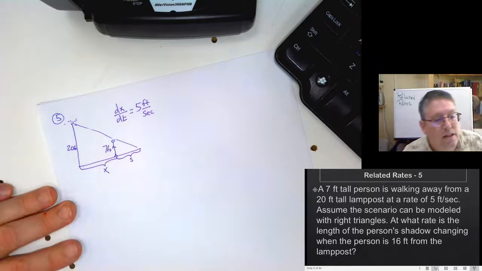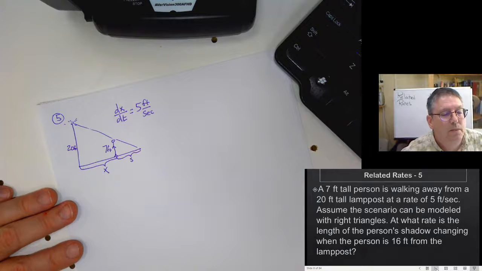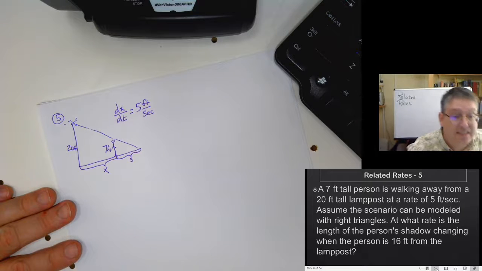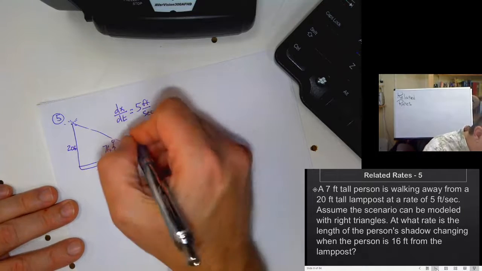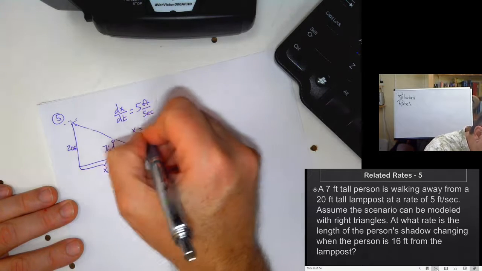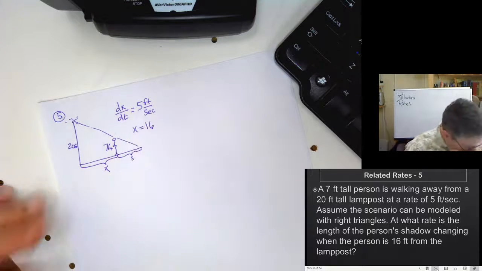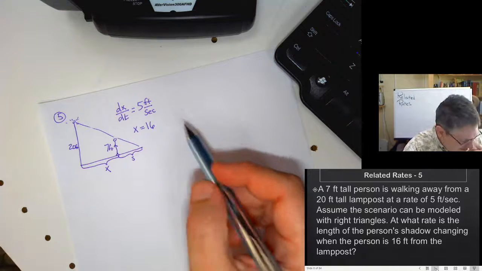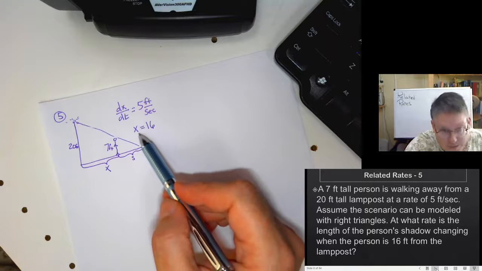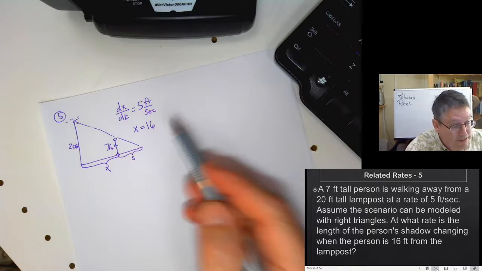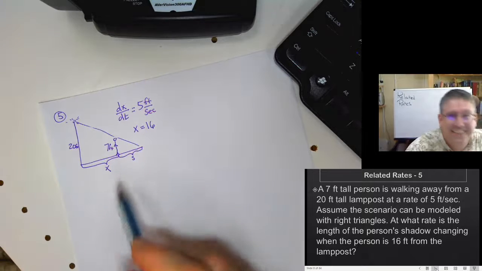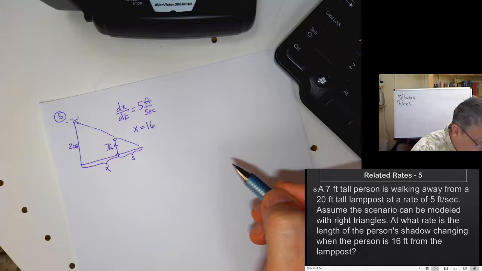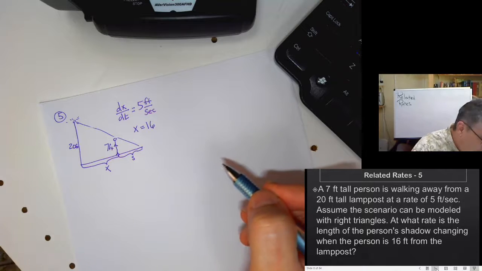All right? At what rate is the length of the person's shadow changing when the person is 16 feet from the lamppost? So it's asking about when x equals 16. But we're not going to put in that number until after we differentiate, because that's one of the variables that's changing, right? And the differentiation is going to change the change. I'm a teacher. Okay, so here we go. We've got to set this baby up. Similar triangles, right?